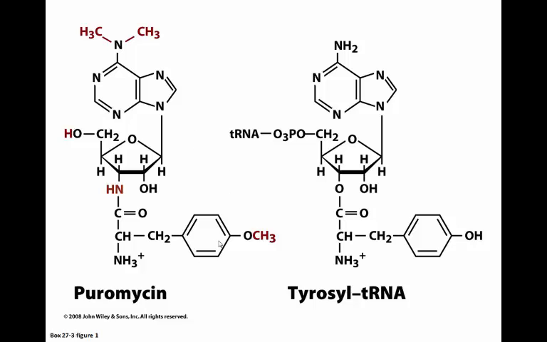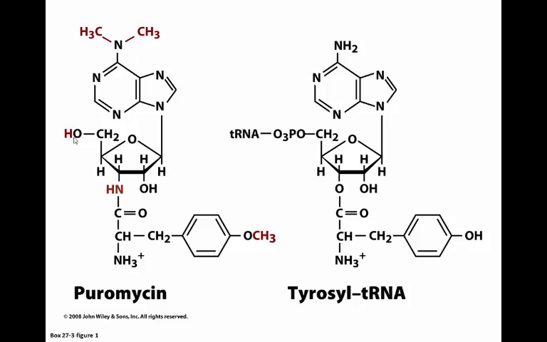And here's puromycin. This part looks like tyrosine. Notice that looks like tyrosine, except it has a methyl group on the O. This part right here looks like the amino acid, but rather than being bound to an O, it makes an amide bond rather than an ester bond. And then this looks like adenine, but it's dimethylated, so the nitrogen has 2 methyl groups on it.